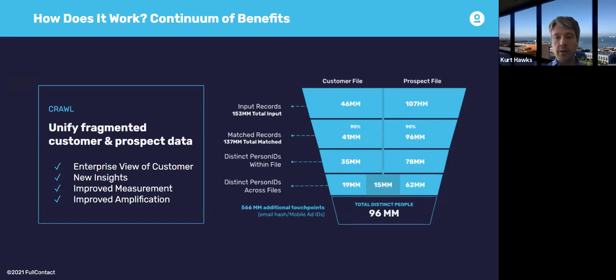And it's not just taking customer records as an input and unifying them, but it's also about providing incremental opportunities to reach those customers. So in this example, we took in 153 million customer records, so there's 96 million people, but we also provided 566 million additional touch points, so additional hashed emails, additional mobile advertising IDs, which creates additional opportunities to connect, reach, and engage with those 96 million customers. The next slide, please.